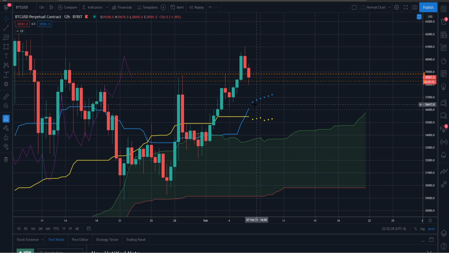So can price come down? Sure, absolutely, 100% it can. But as long as this remains in a bullish posture, I'm more prone to want to take a long trade versus a short trade. So I just wanted to highlight that for you.